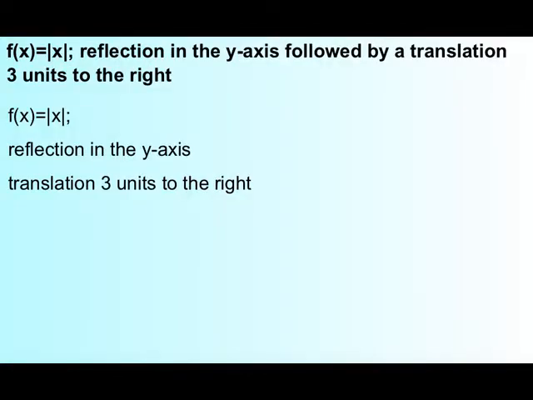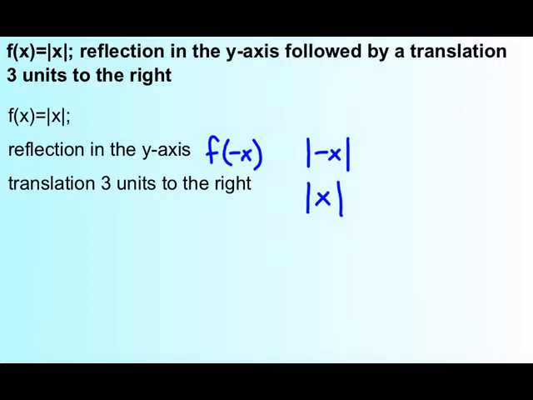Next one, reflection in the y-axis followed by a translation of 3 units to the right. Okay, reflection in the y-axis, if you remember, means we replace negative x for x. So if it's absolute value of x and we're putting a negative x in, well, what is the absolute value of a negative x? Well, it's just plain x. No biggie. So really it doesn't change it.